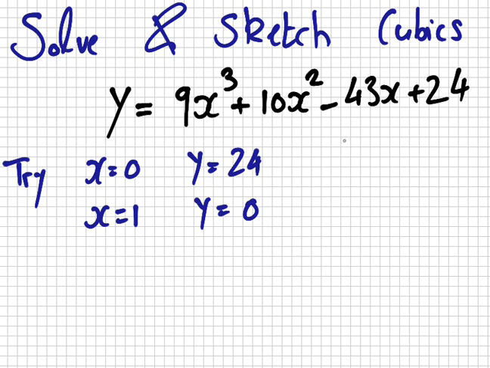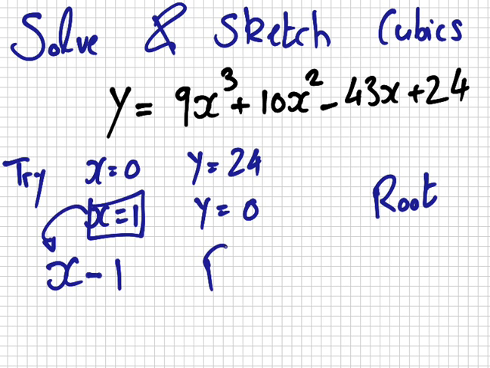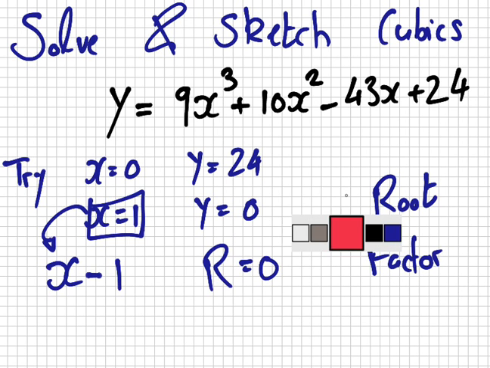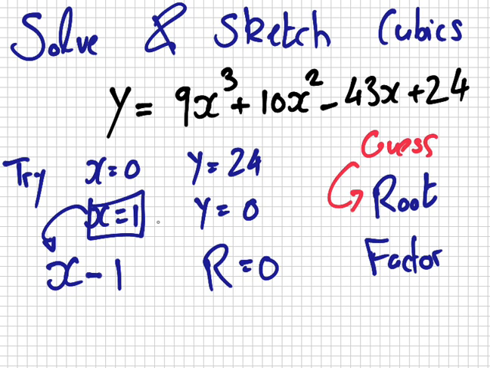So I can use my remainder theorem. If I divide by x minus 1, what should the remainder be? I just calculated it. What is it? 0. So therefore it is a factor. So this is the first idea. What you do is first you guess until you get a root. And then once you have the root, that means you now have a factor. So we have one factor already.